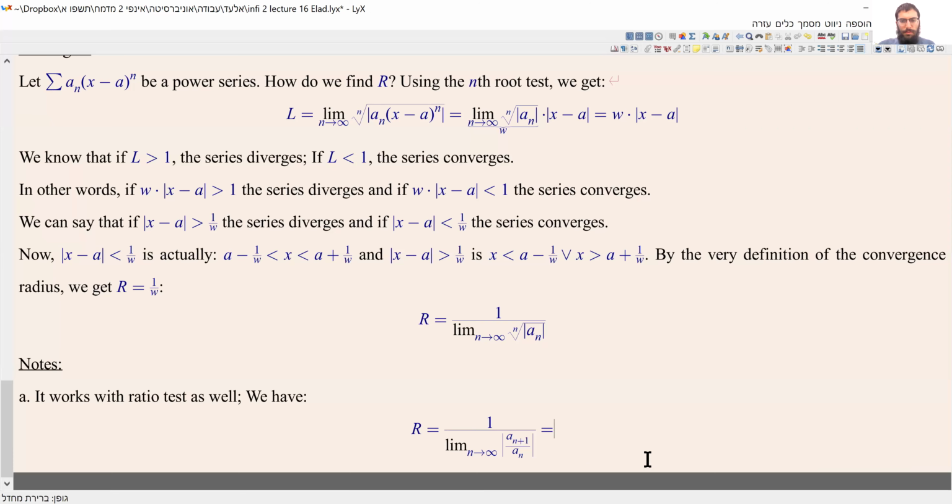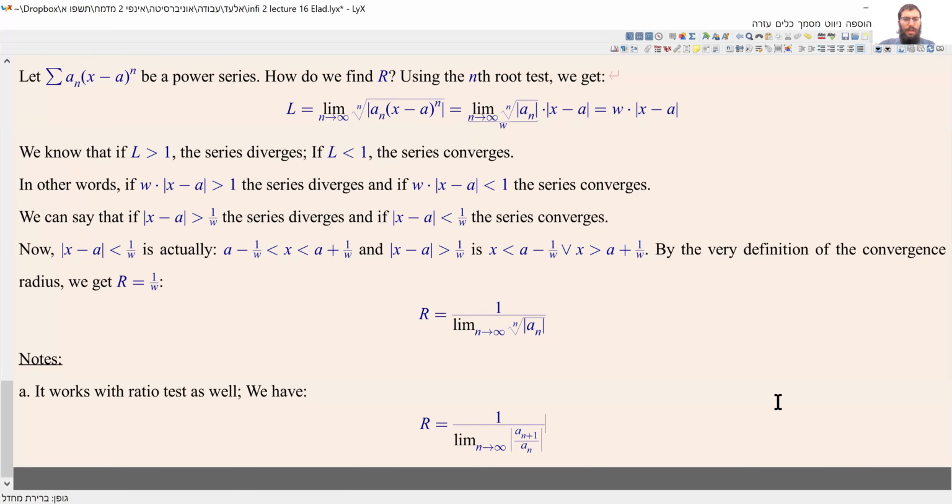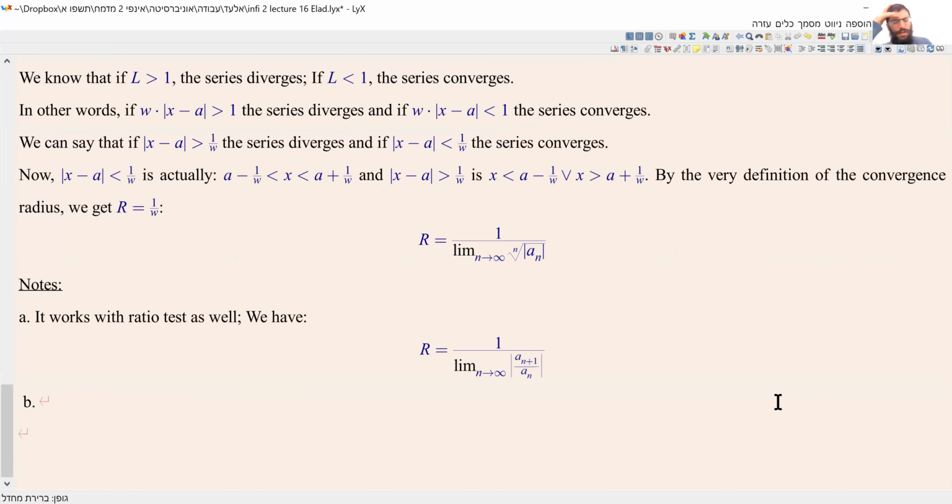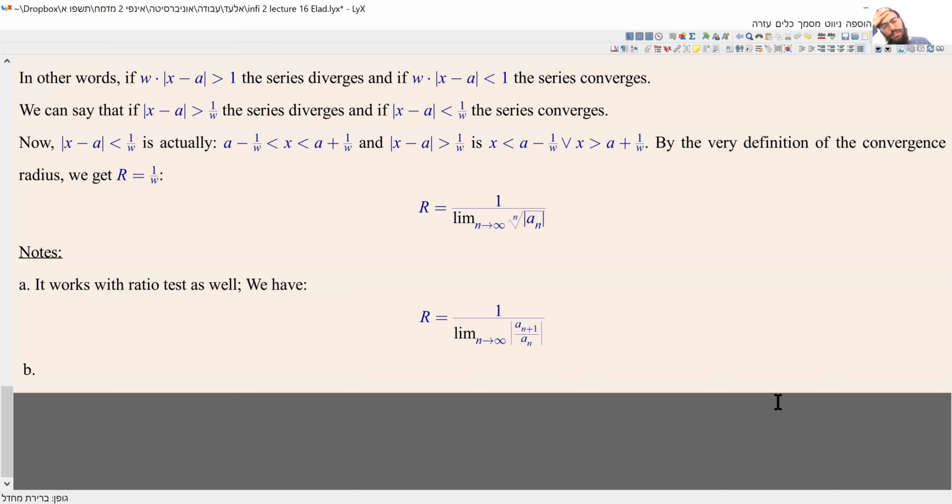First of all, you can use the nth root, you can use the ratio test, and both will do fine. We know that in some cases it is technically easier to calculate the limit of the nth root, and sometimes it is easier to calculate the limit of the ratio. Whatever you get, you should do the better option.